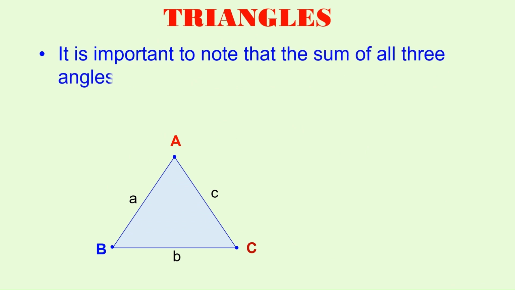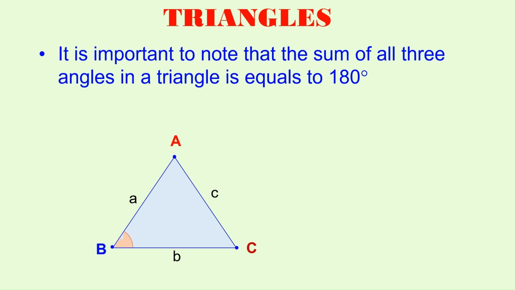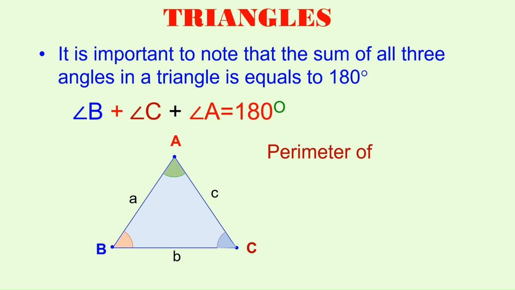It is important to note that the sum of all three angles in a triangle is equal to 180 degrees. Angle B plus angle C plus angle A equals 180 degrees. The perimeter of the triangle is the sum of the lengths of all sides. P equals A plus B plus C.